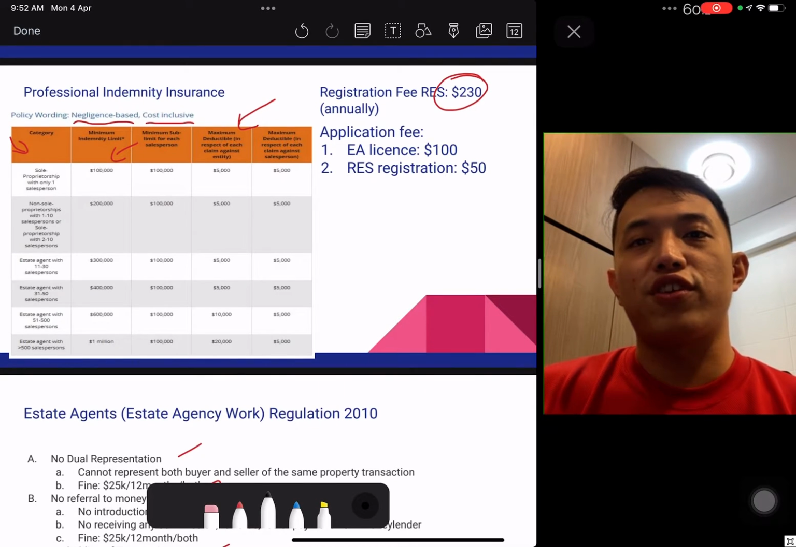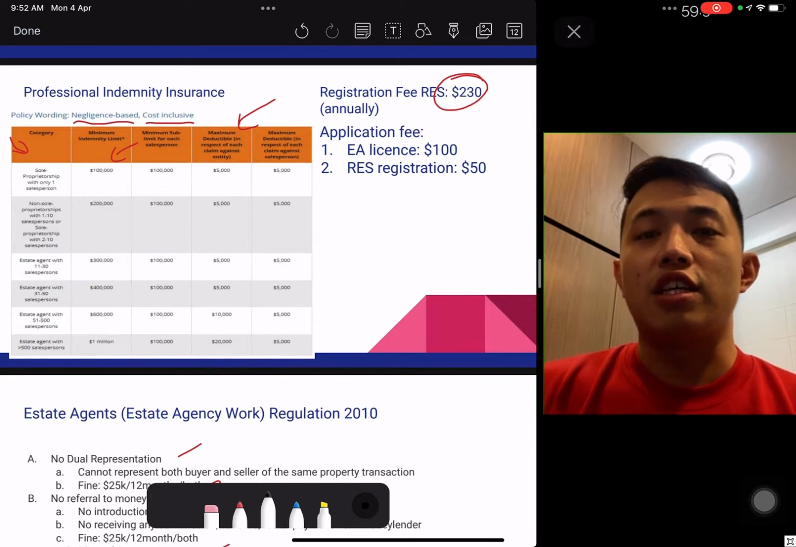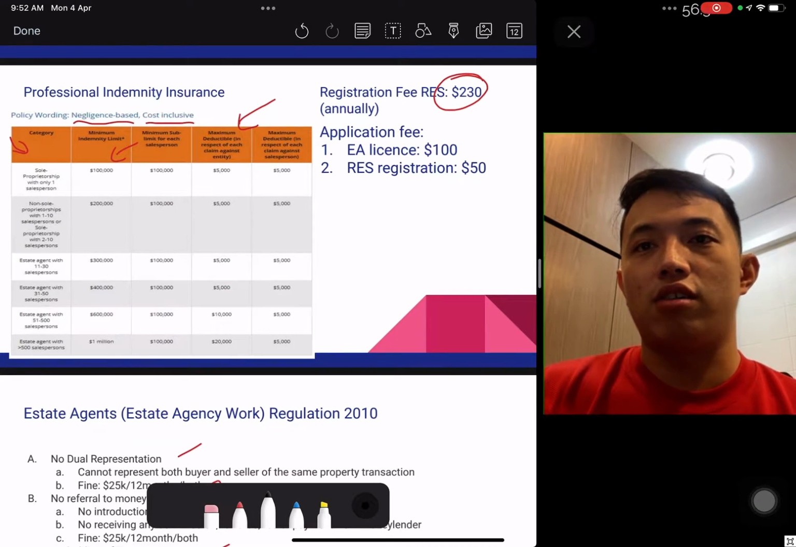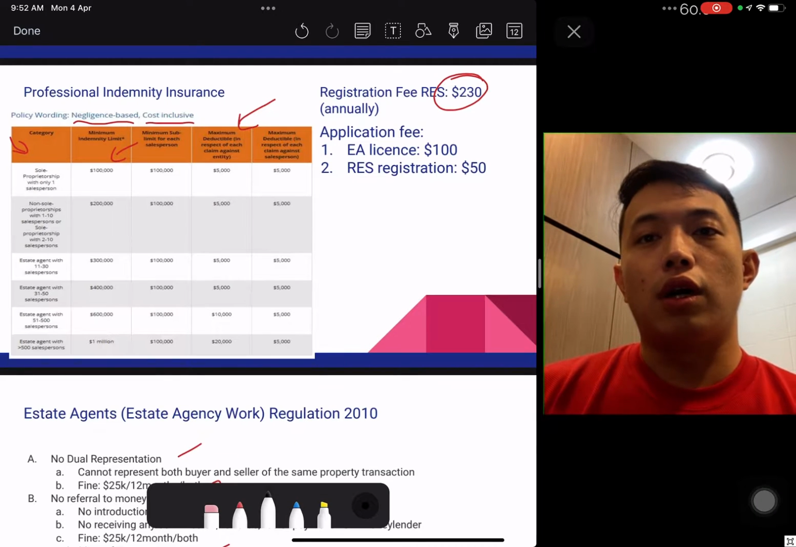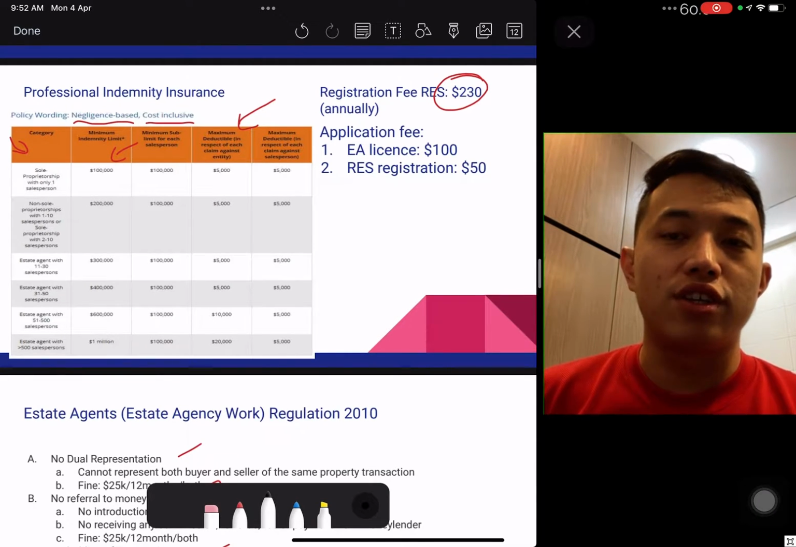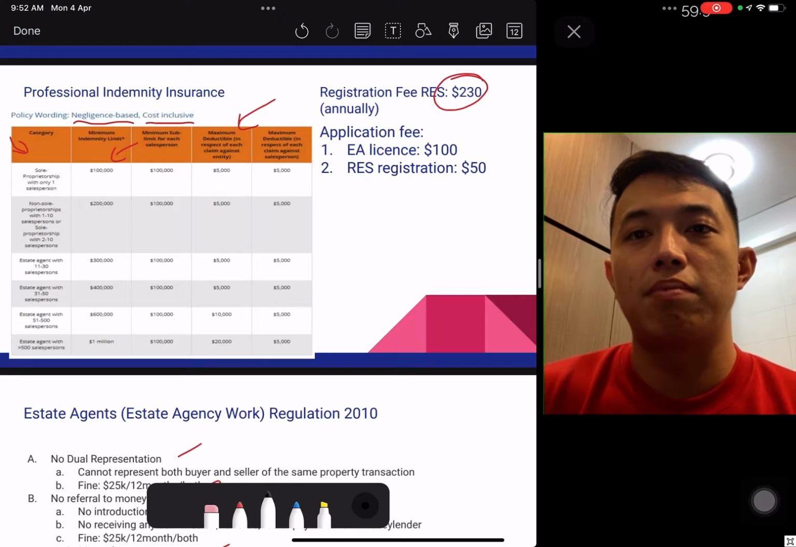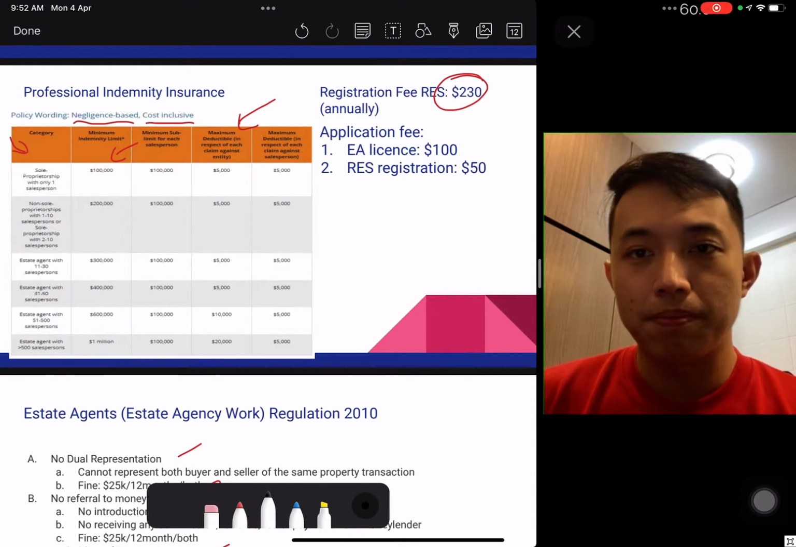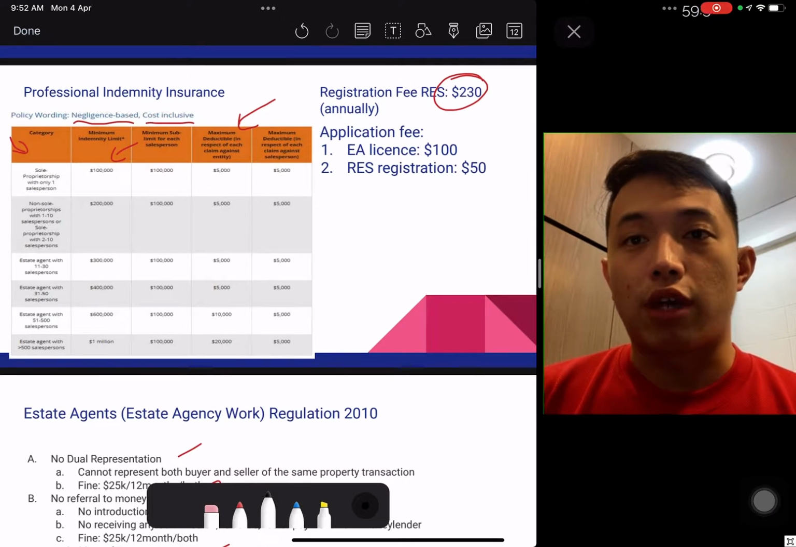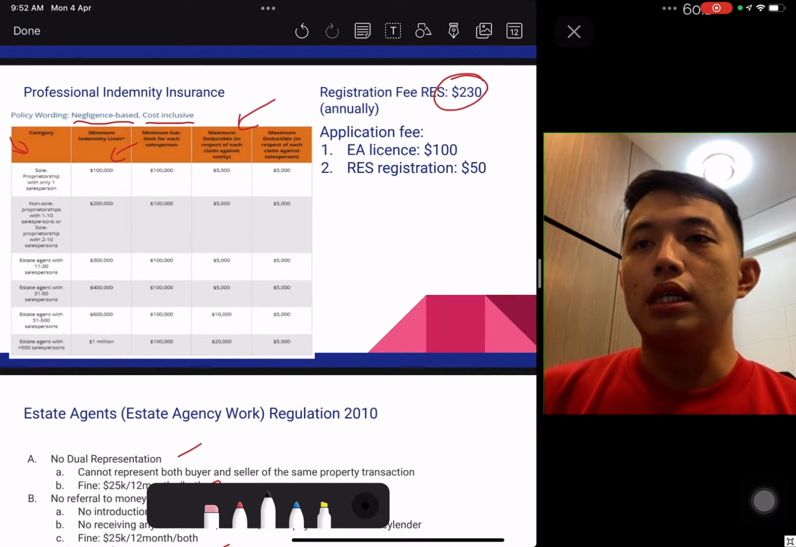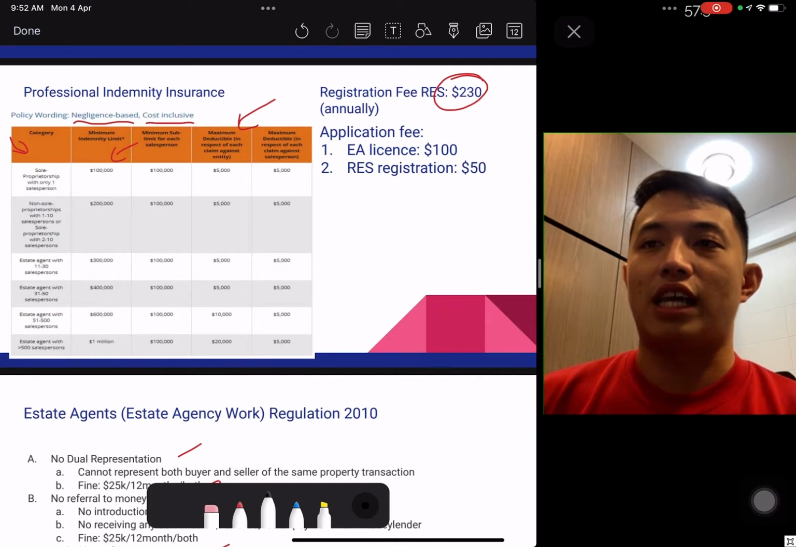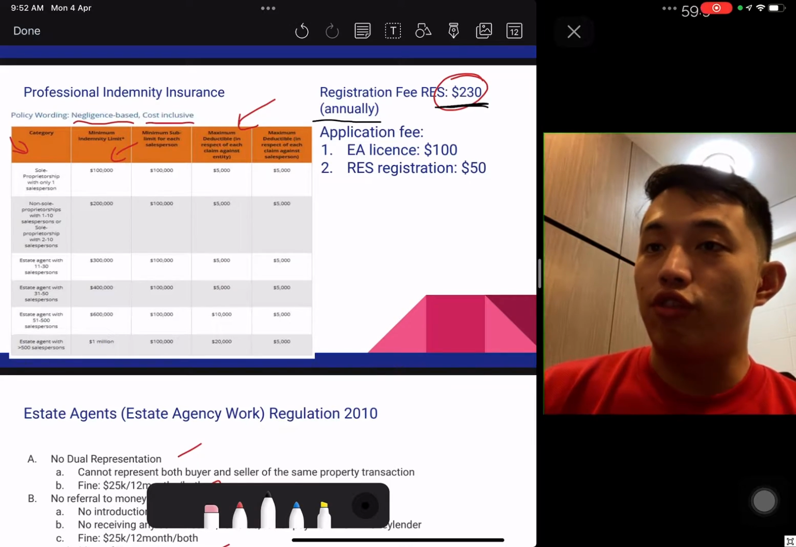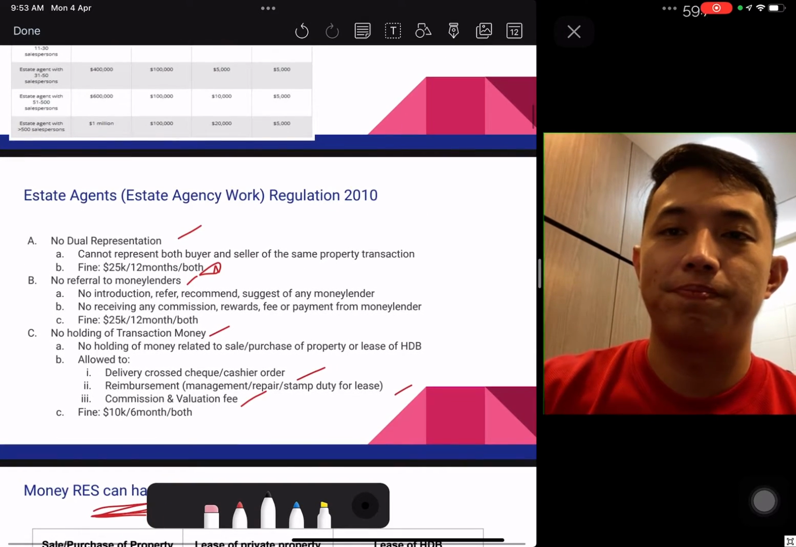So under the professional indemnity insurance, these have been tested. The policy words are actually negligence and cost inclusive. So do take note of the number of agents and how much they must have as a minimum indemnity limit coverage for each and every one and the whole agency. This table can be found on the CA website. The registration fee for RES is actually $230 every year. So you need to renew, it's another $230 next year.